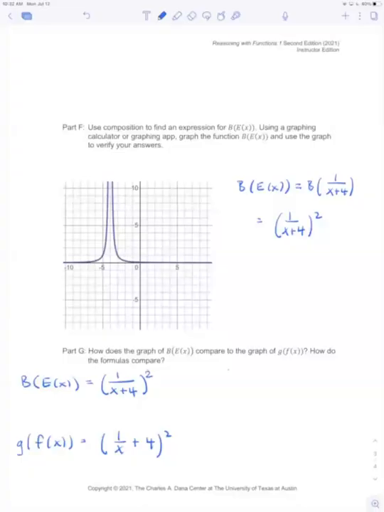Okay, just to list these out a little bit. b of e has a vertical asymptote when x is equal to -4. g of f, vertical asymptote at x is equal to 0. Horizontal asymptote, y is equal to 0. We can see that in the picture above for b of e of x, and then horizontal asymptote was y is equal to 16 for the g of f function.